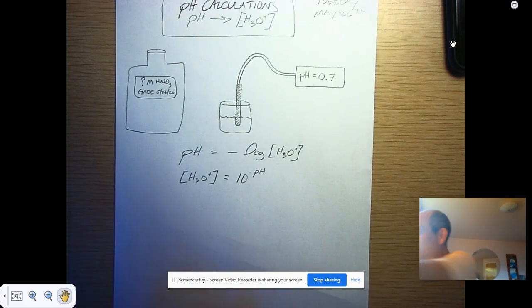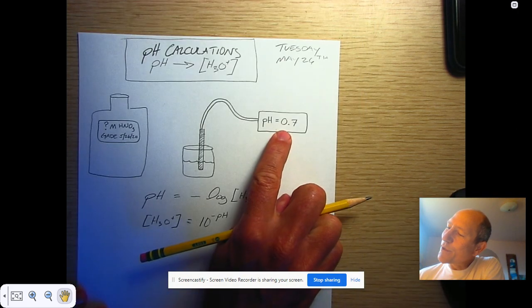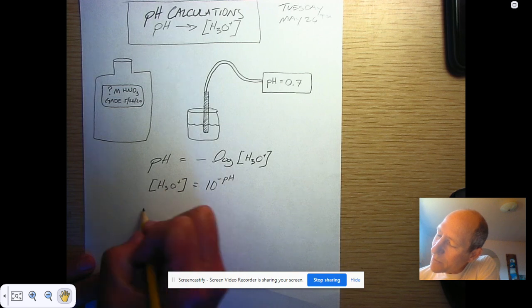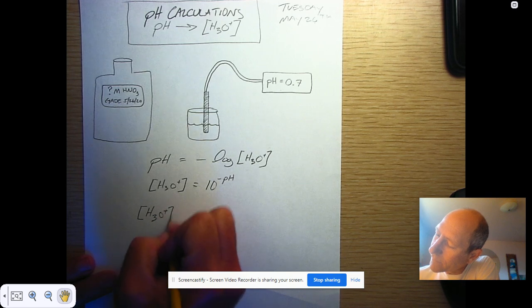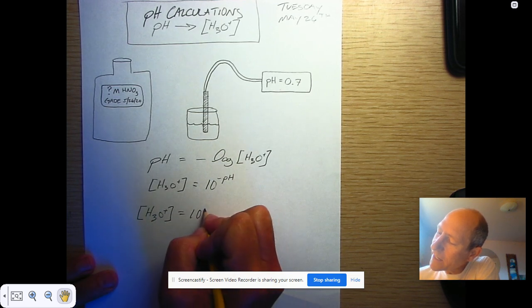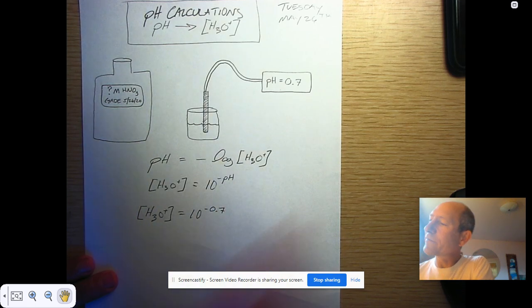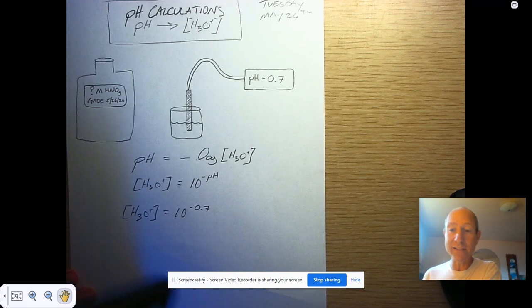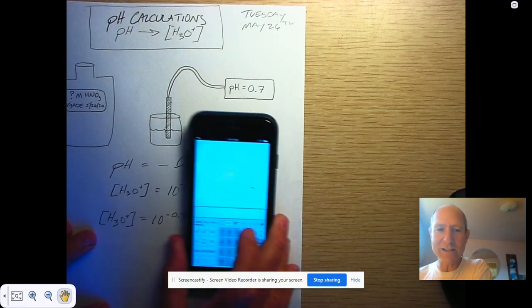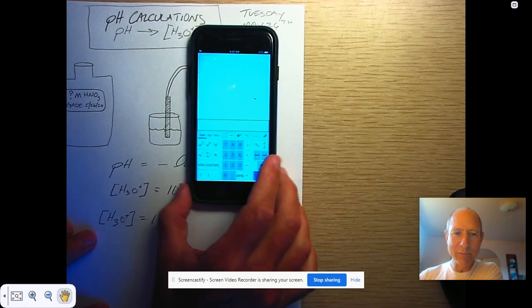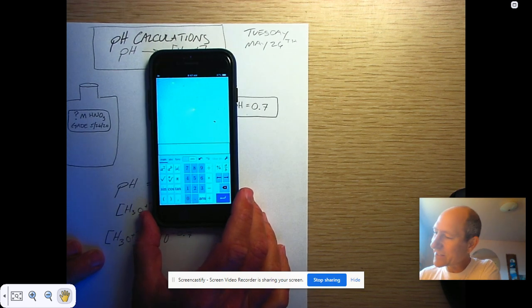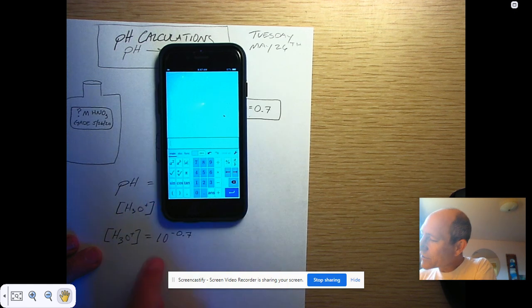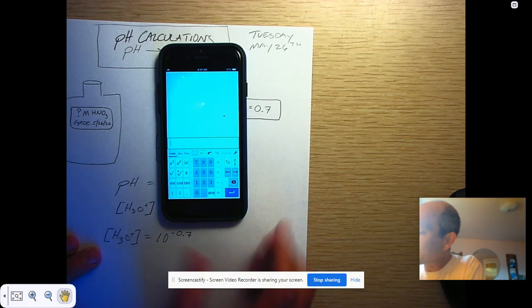So let's do it. The pH was 7/10. So that means that the hydronium ion concentration of this acid is equal to 10 to the negative 7/10 power. So last time I asked you guys to download this Desmos app for your phone because you might not have a scientific calculator at home. It's not as nice as the scientific calculators we have at school, but it's going to work for us. So here's this Desmos app right here. So how do I do 10 to the negative 7/10 power?